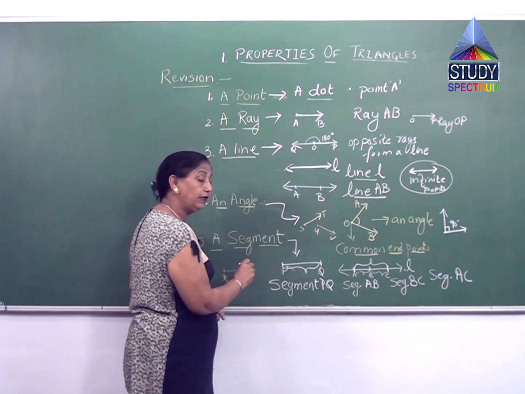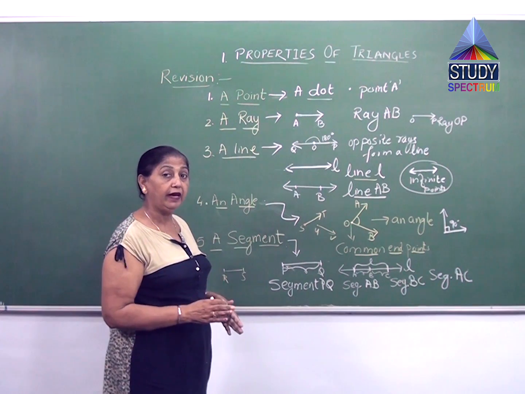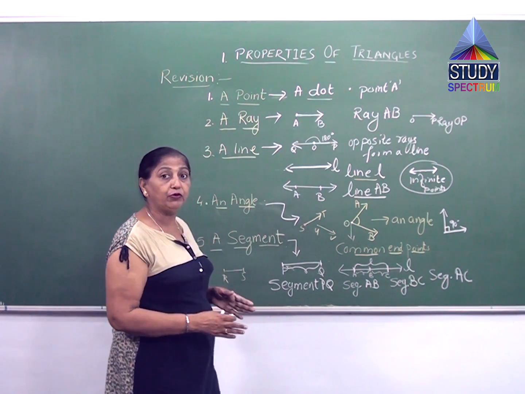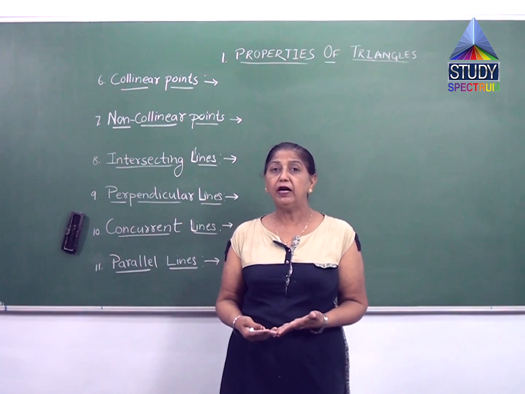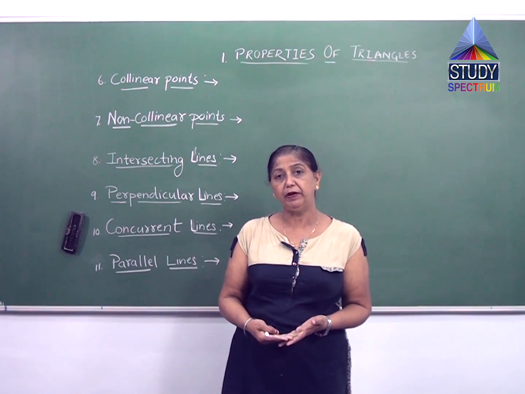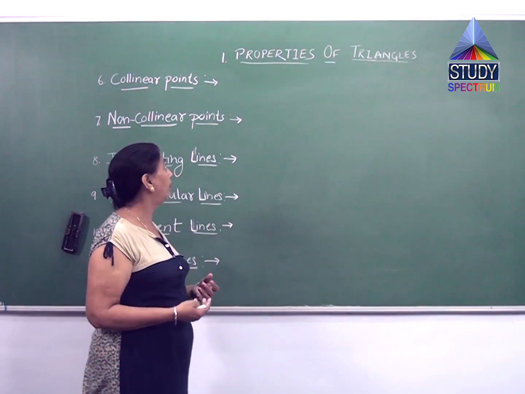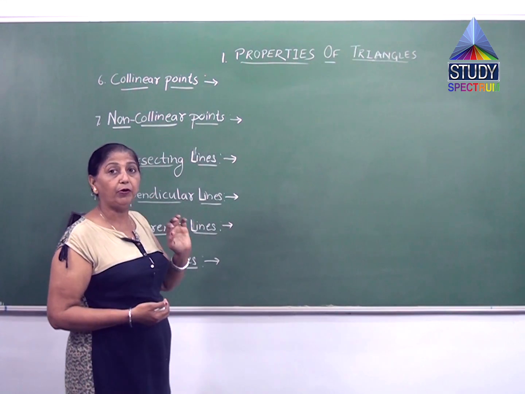But what is that? In a segment the endpoints are there and you can't extend on both sides. Now let's move to the other terms which are used in mathematics. As we are clear with the line, segment, angle and all, now let's move to the collinear points.